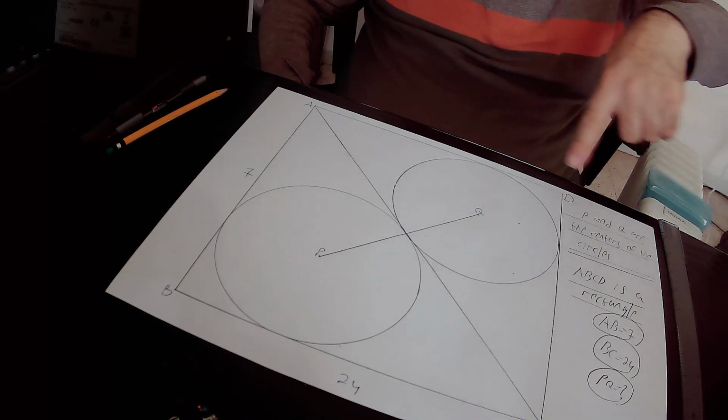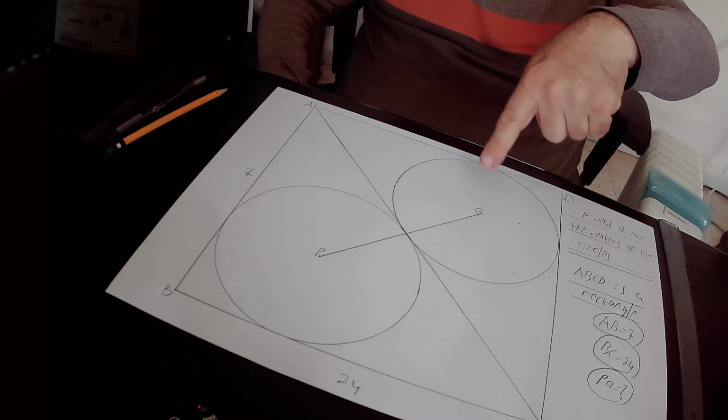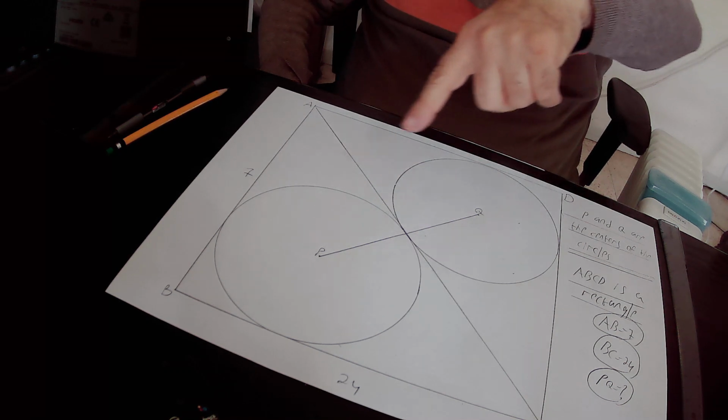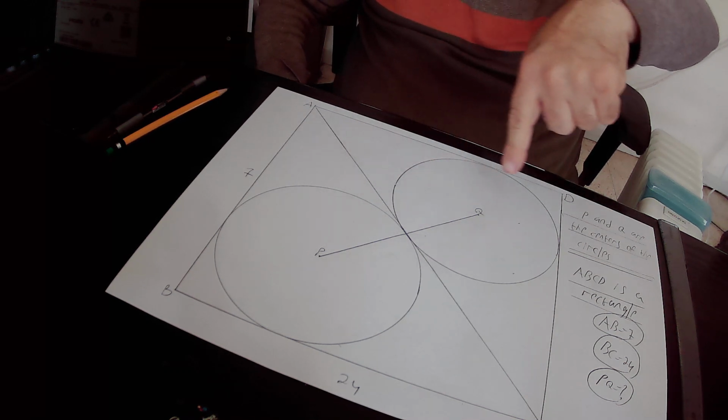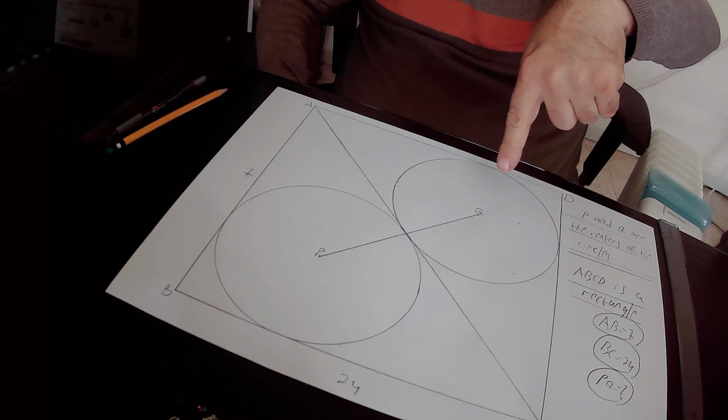Inside this rectangle we have those two circles. The center of this circle is here at point Q. The center of the circle is here at point P. Our mission is to find out the distance between the centers of those two circles, that is to say the length of line segment QP.